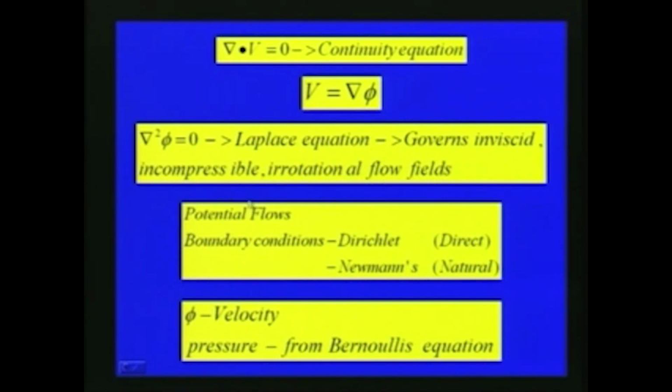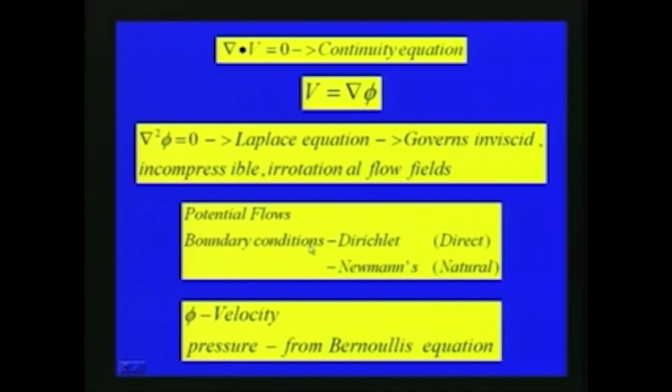This kind of flow is called potential flow, and the theory related to this kind of flow is called potential flow theory. The governing equation for this inviscid, incompressible and irrotational flow field is the Laplace equation, defined as del square phi is equal to 0, as derived here.